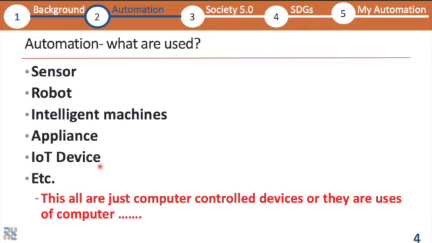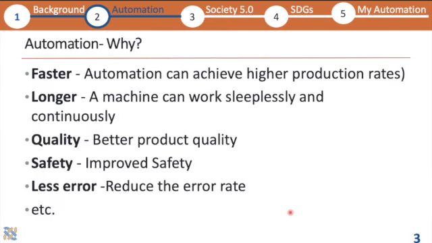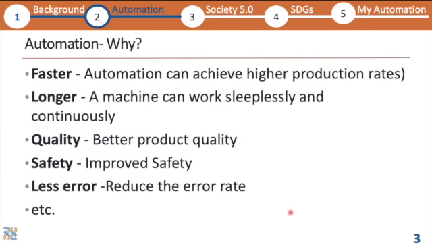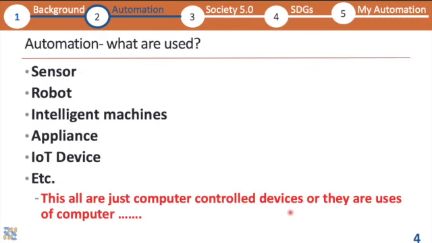So these are all computer-controlled devices, or they use a computer. Let's move to the first slide again. We have automation everywhere, from our home to healthcare. We use automation because it is faster, longer-running, higher quality, safer, and has fewer errors. And finally, what types of things do we use? We use sensors, robots, intelligent machines, IoT devices, etc.